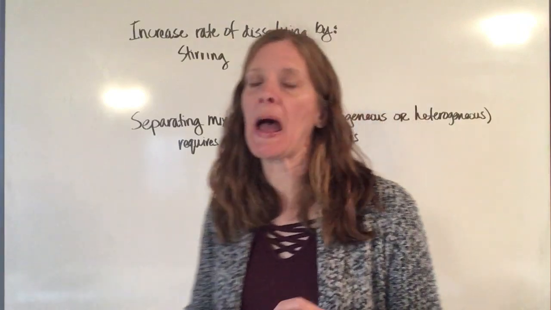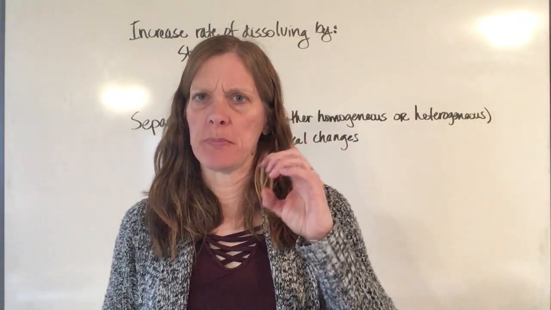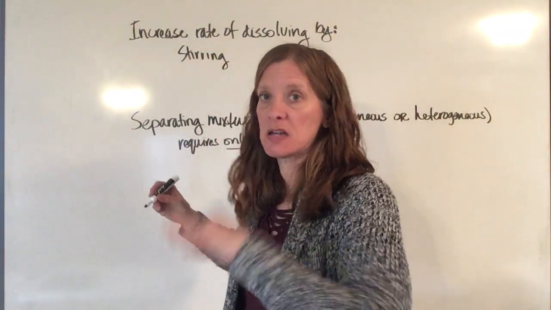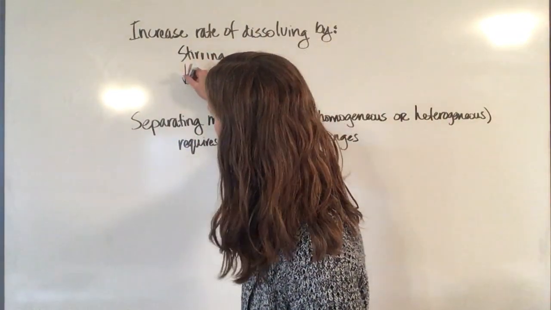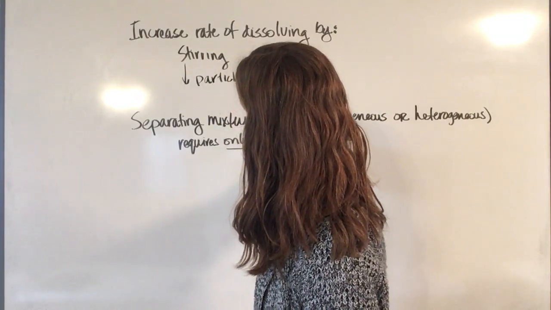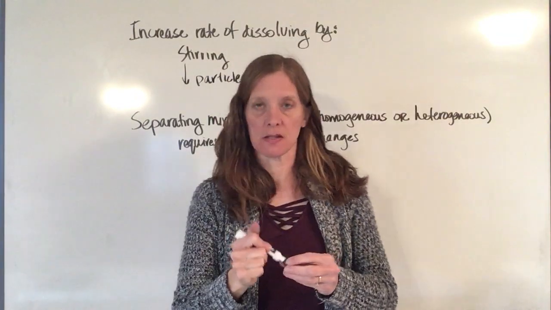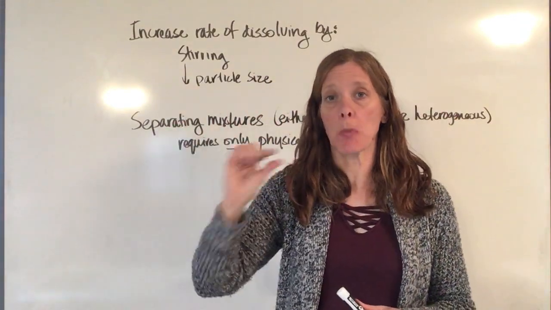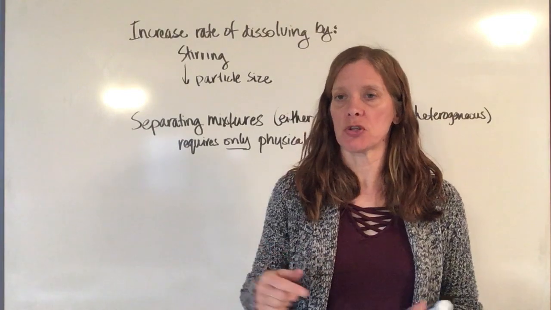If your sugar happens to be in big chunks, which sometimes happens when it gets humid, you could always smash the chunks up and decrease the particle size so that your sugar will dissolve more easily in your tea. Okay, so make your particle size much smaller so that it will dissolve faster.